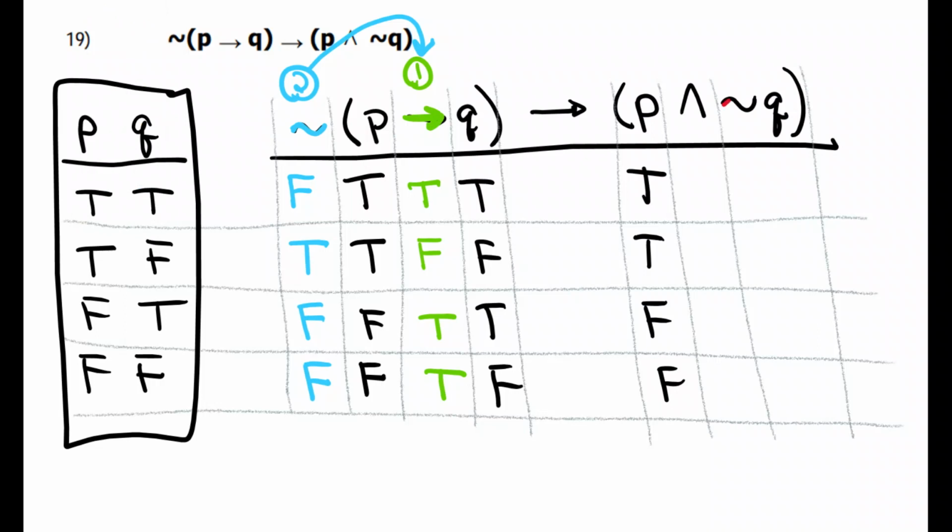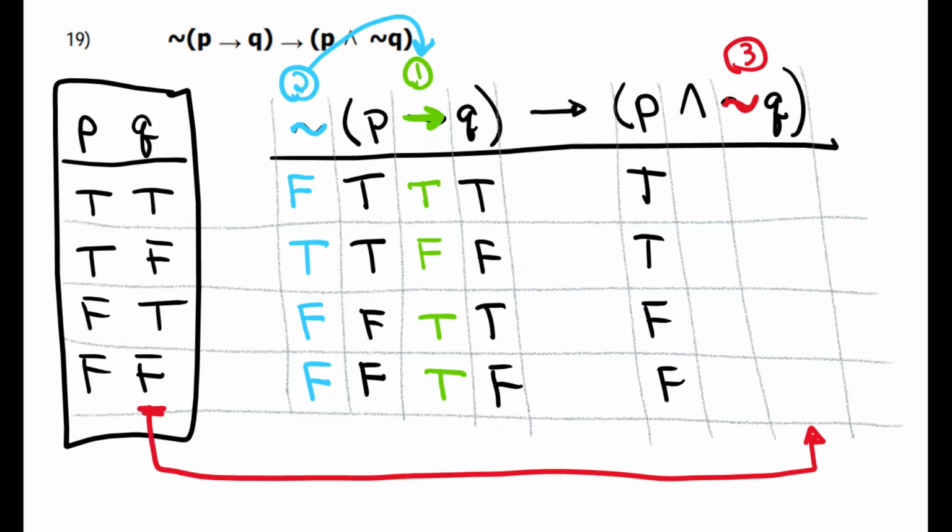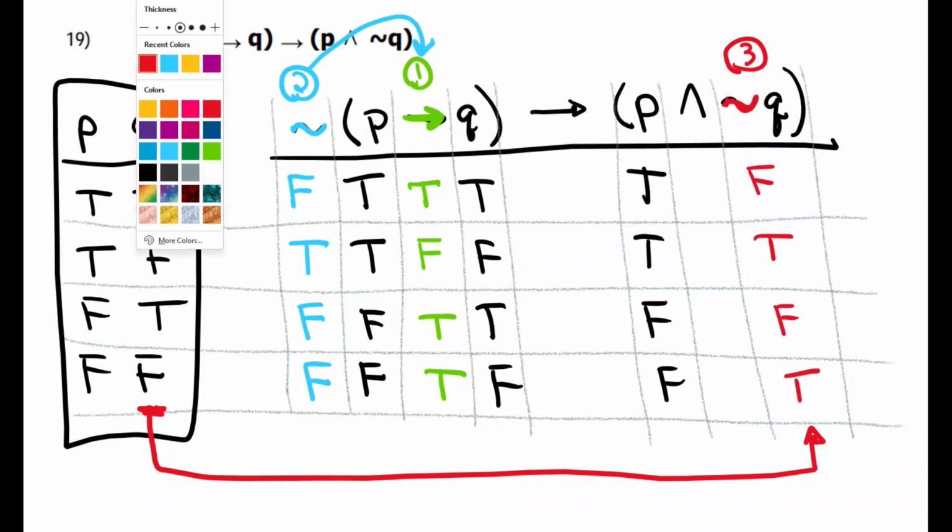Okay. The second set of parentheses has this negation, so that's going to be the next thing I do. And to get this one here, I'm going to have to come over and look at Q and negate it. So Q is true, false, true, false. The negation would be false, true, false, true.